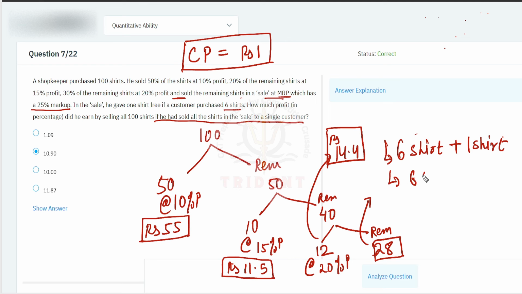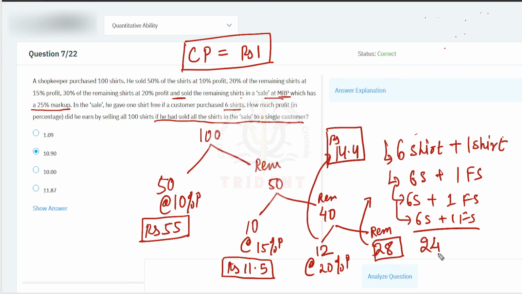So 6 shirts and 1 free shirt, again 6 shirts plus 1 free shirt, and again 6 shirts plus 1 free shirt. Okay, so if you see this, effectively he's only paying for 24 shirts and the 4 shirts he's getting free due to the sale offer.